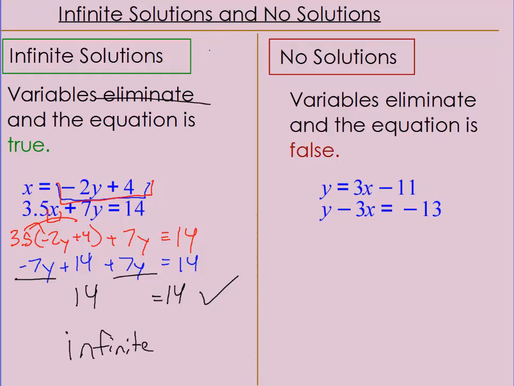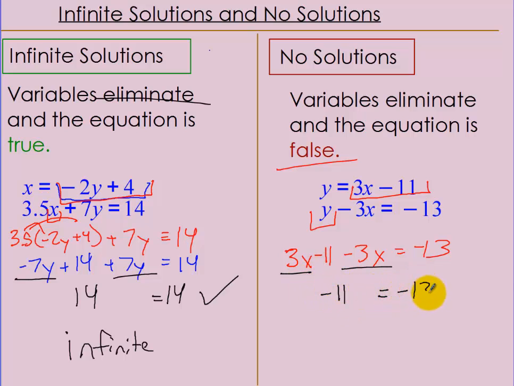Now the other case of no solutions here is when variables eliminate and the equation is false. So for example, I'm going to substitute this negative 3x minus 11 in for the y on the bottom. When you do that, you're going to get 3x minus 11 minus 3x equals negative 13. If I combine like terms, the 3x and the negative 3x cancel out. So you're left with negative 11 equals negative 13. And that's not true at all. That's false. So nope, and then this is going to be no solutions.